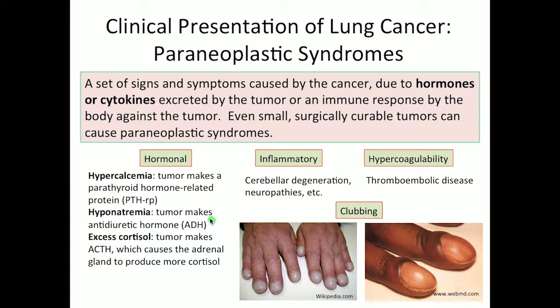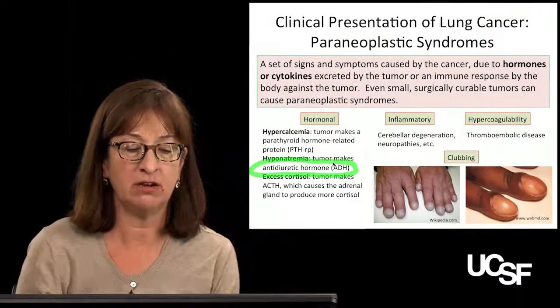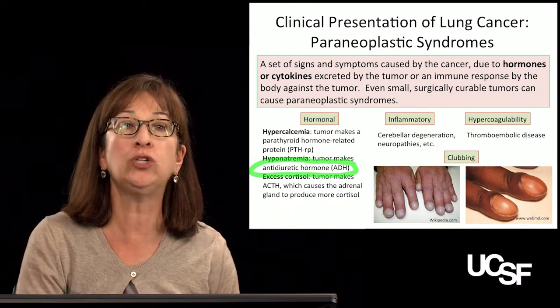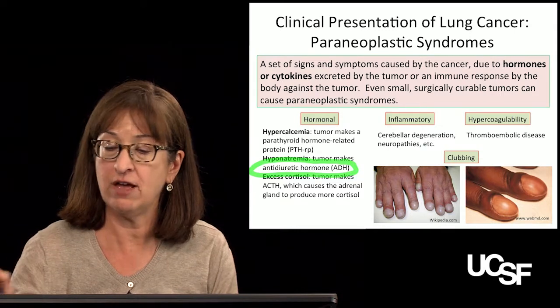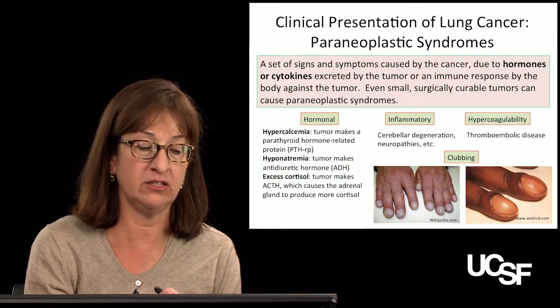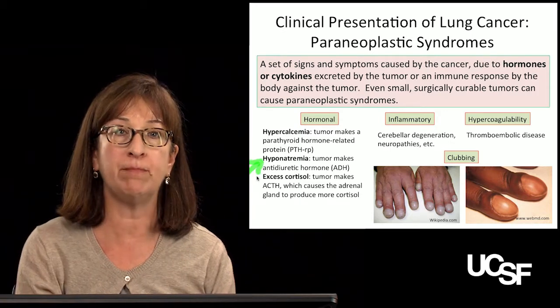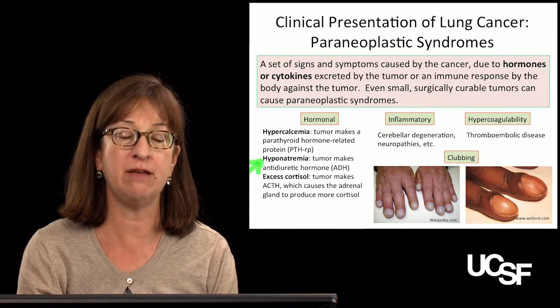A tumor can make antidiuretic hormone. Now, antidiuretic hormone makes the kidney hold on to water. And so if the tumor is making excess of this, then it essentially makes the blood more watery, and that can drop the serum sodium and cause hyponatremia.